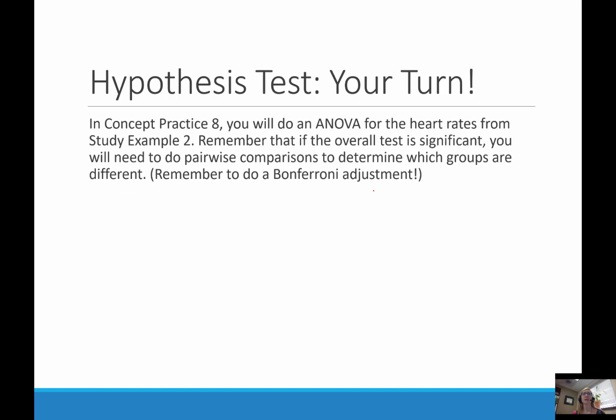In concept practice 8, you will do an ANOVA for the heart rates from the study example. Remember that if the overall test is significant, you will need to do pairwise comparisons to determine which groups are different, remembering that a Bonferroni adjustment is needed for the comparison conclusions.